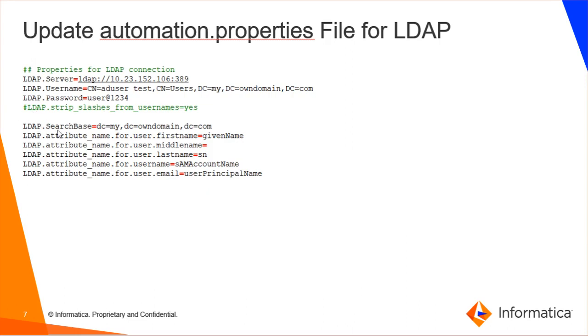The next property is ldap.searchBase, under which base we need to search in the LDAP server. Specify that. The next attribute is for the user's first name. So it will create a user in the MDM Hub console with the attribute whichever is specified for this first name. Similarly, the middle name and last name. If you don't want to specify any of these parameters, then just leave it blank.